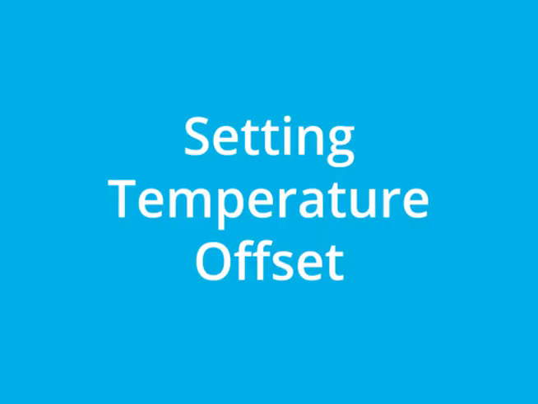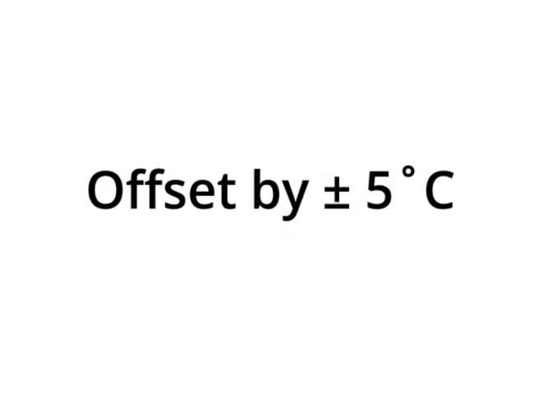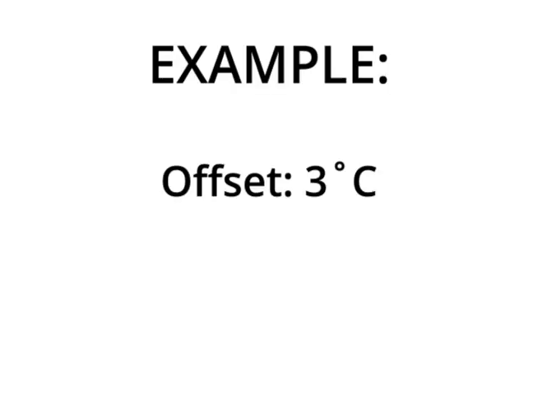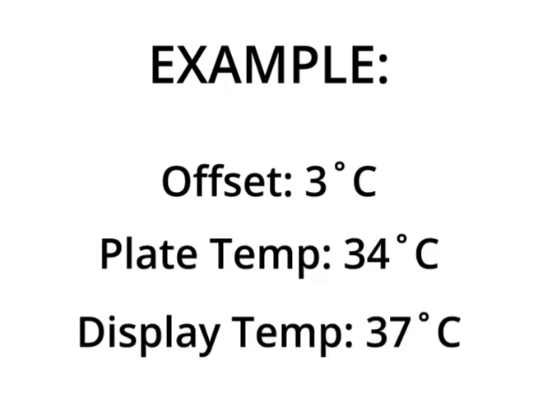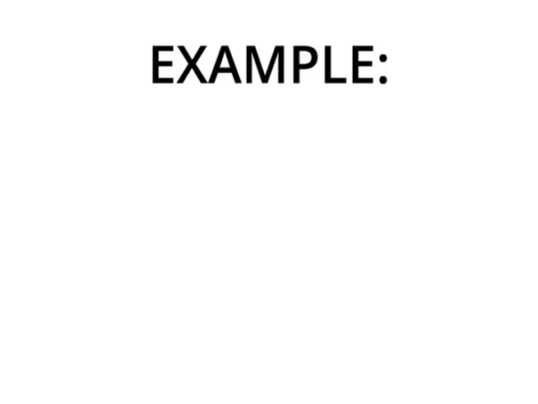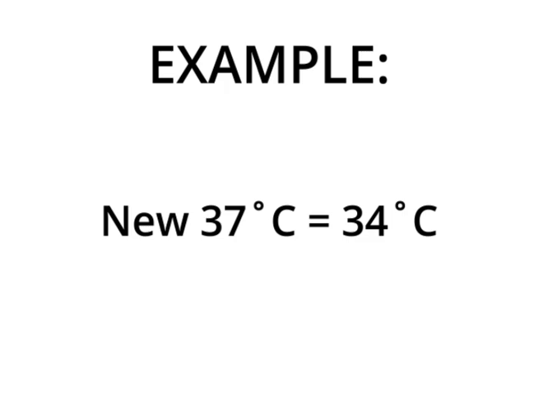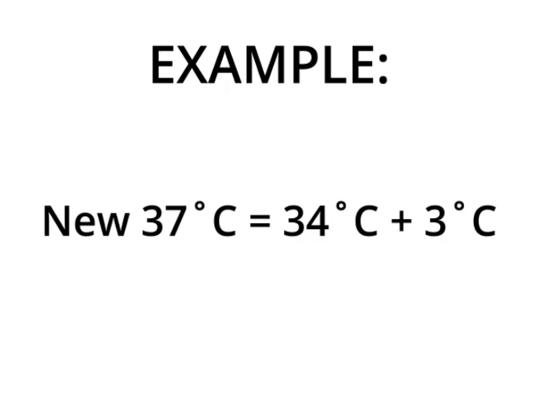If desired, you may set temperature offsets for the RTD probe, the thermocouple probe, and the heater plate. The temperature may be offset by plus or minus 5 degrees Celsius. For example, if you set the plate offset to 3 degrees Celsius and the actual plate temperature is 34 degrees, the temperature displayed on the ATC2000 will be 37 degrees Celsius. This means that if the set point is 37 degrees Celsius, the ATC2000 will control to the new 37 degrees, which is actually 34 degrees plus a 3-degree offset.